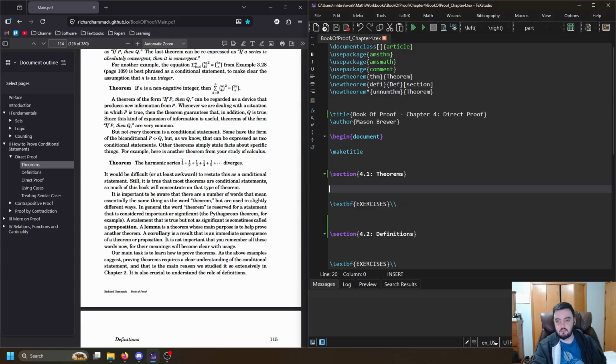Other theorems simply state facts about specific things. For example, here's another theorem from your study of calculus. The harmonic series 1 + 1/2 + 1/3 + etc. diverges. It would be difficult, or at least awkward, to restate this as a conditional statement. Still, it is true that most theorems are conditional statements. Even this, you could write as a really awkward conditional statement, but you really shouldn't.